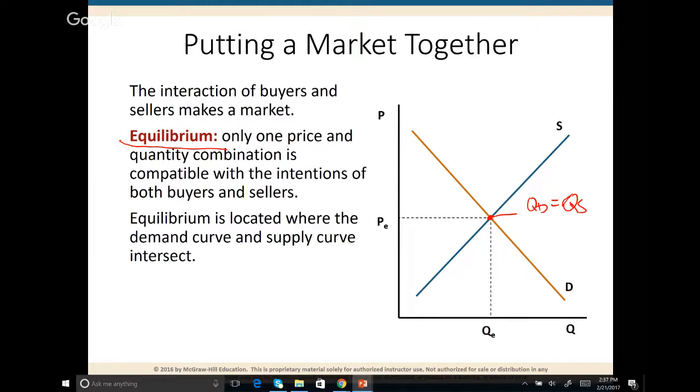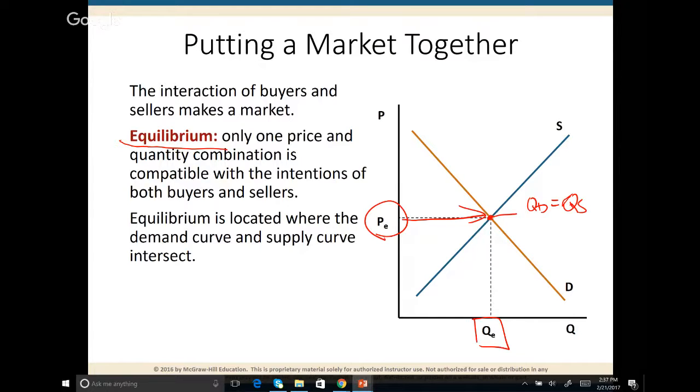Another important characteristic is that the equilibrium gives you the market price and market quantity. Wherever the intersection is, it determines what the price and the quantity are for the market. The last characteristic is that the equilibrium is also the most stable solution for the market. Anytime you are away from equilibrium, you go back to equilibrium.